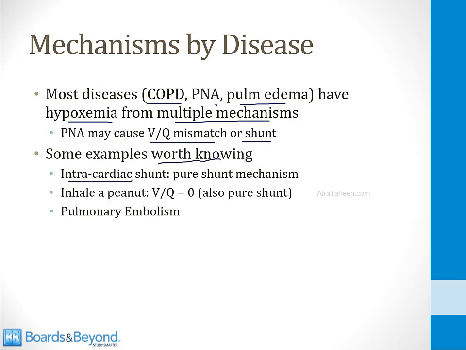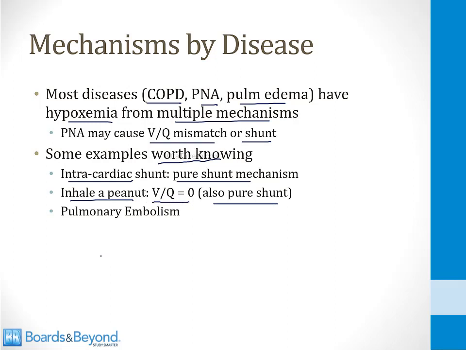Patients who have an intracardiac shunt, like an ASD or a VSD, develop hypoxemia from a pure shunt mechanism. They do not have VQ mismatch, they do not have diffusion problems. A child who inhales a peanut cuts off ventilation to a portion of the lung, and the VQ ratio in that section of the lung becomes 0. So hypoxemia in this setting is also due to a pure shunt mechanism.